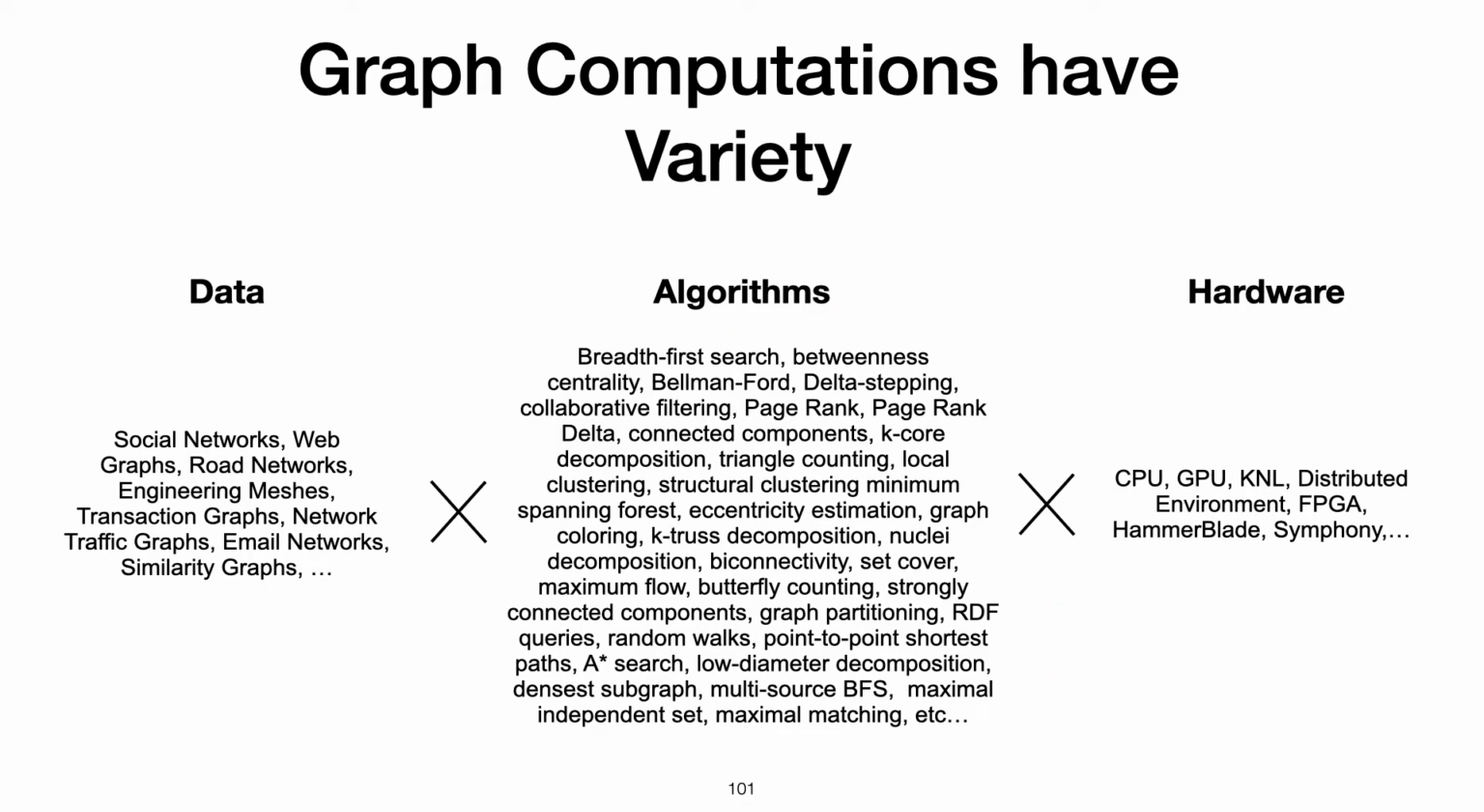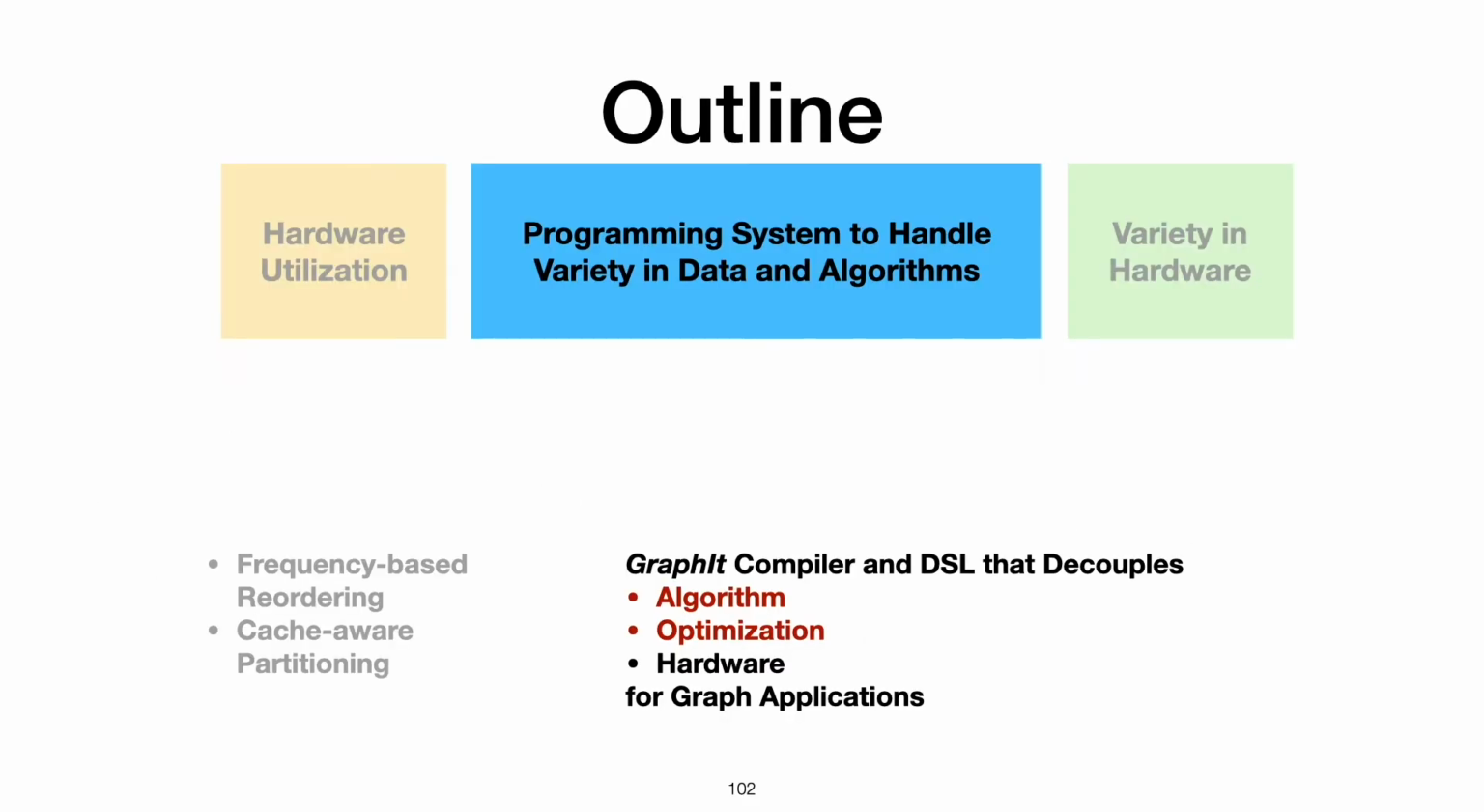The issue is there are many types of data, there's a huge number of algorithms, and also there are different architectures. So this gives us a huge number of optimization combinations that we might have to try to get good performance. So this is really hard. This is where the GraphIt domain specific language and compiler comes in.